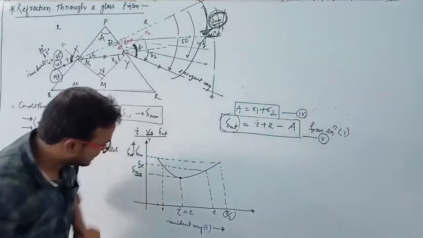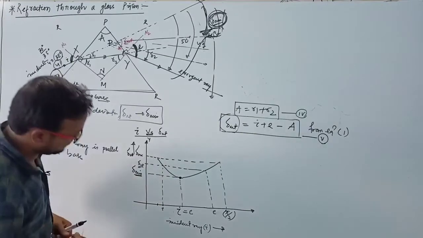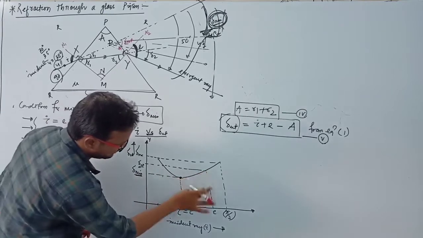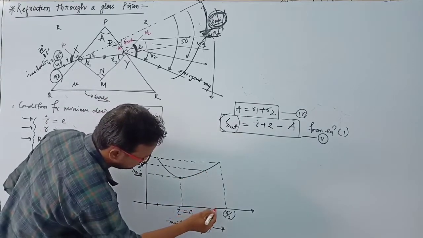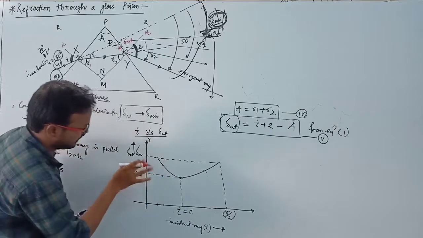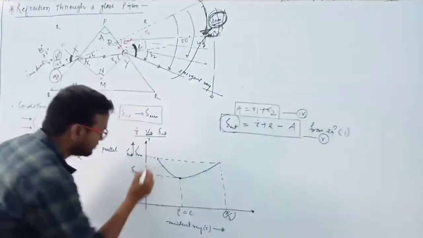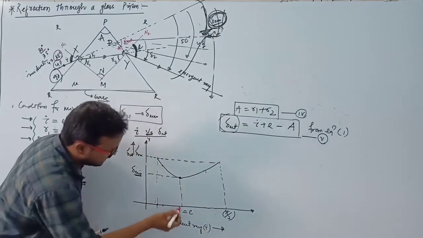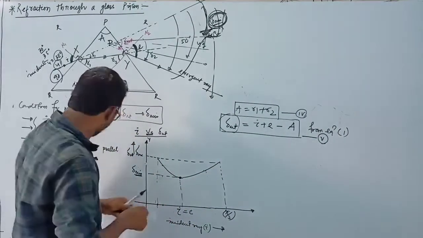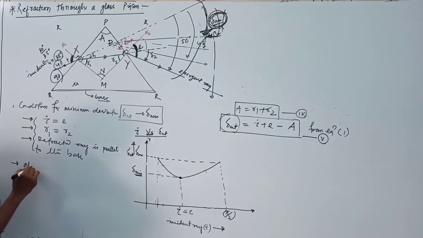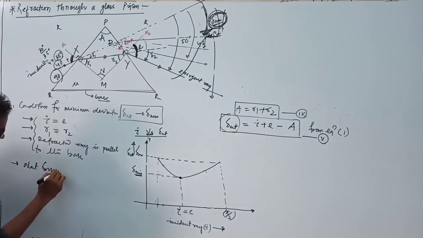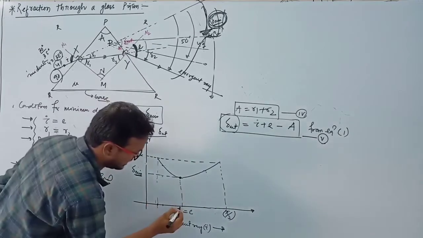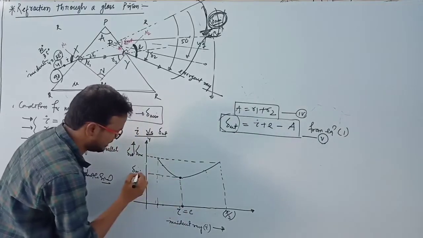And this graph, look at this diagram here. This graph is for understanding purposes. This point and this point, this is not a symmetrical graph. You have to remember this point. This graph is not symmetric on both sides. Here delta m is the minimum deviation.